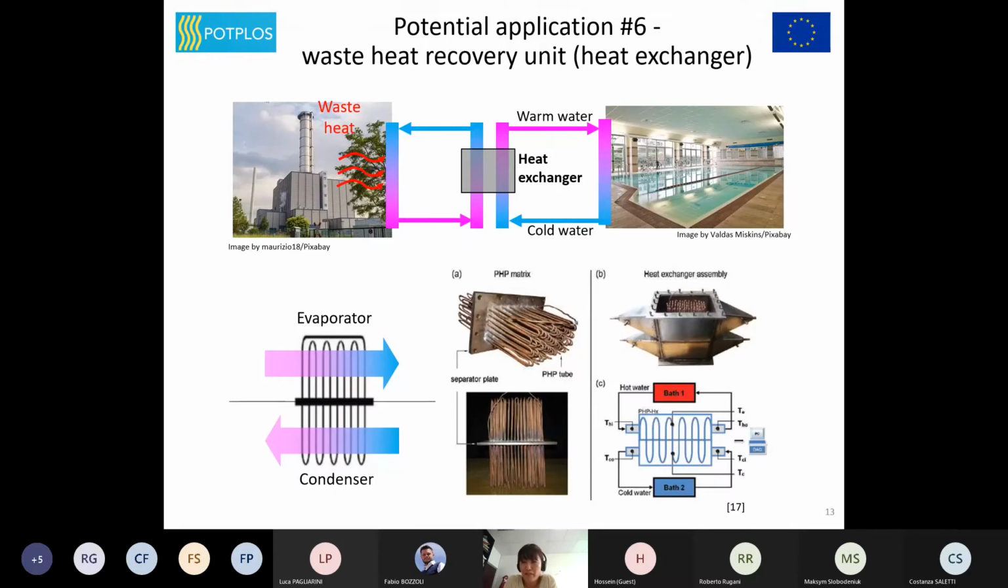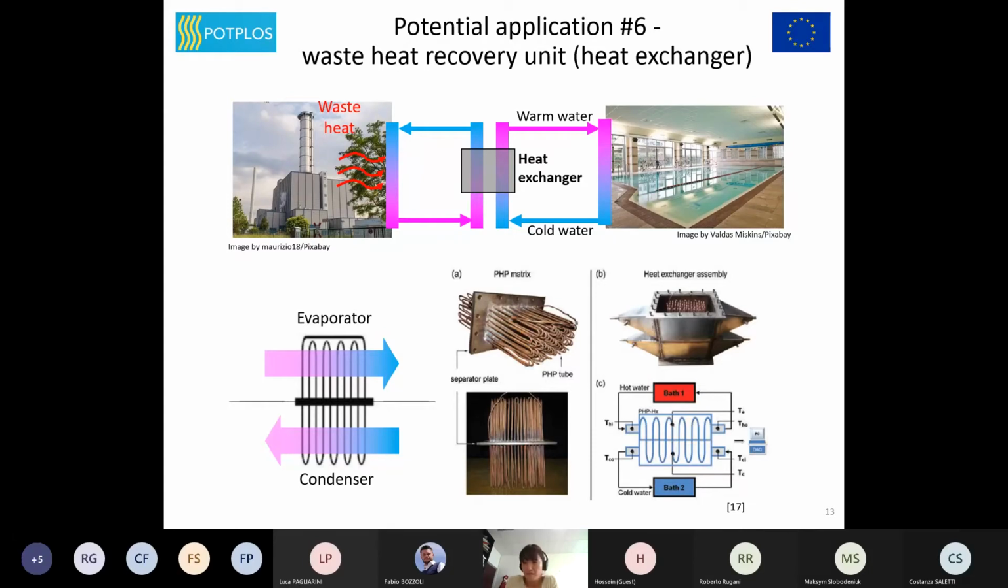PHP can contribute to eco-friendly systems as shown in this figure and the next slide. Waste heat recovery is an energy reuse system that uses waste heat to warm up water or air. For example, in my hometown, the waste heat from the waste incineration plant was used to warm up the water in a swimming pool.